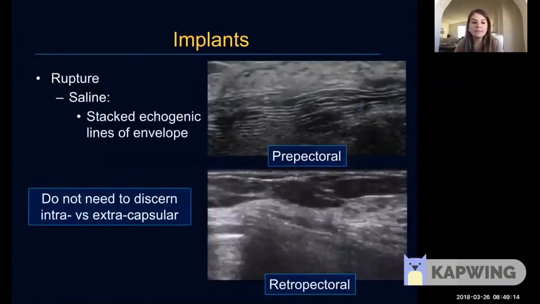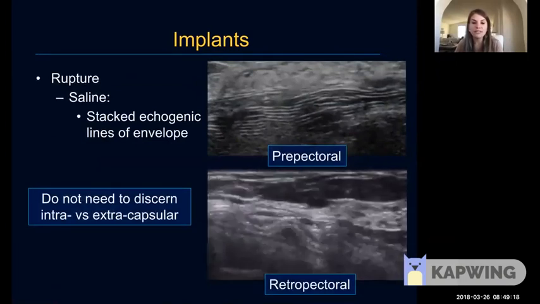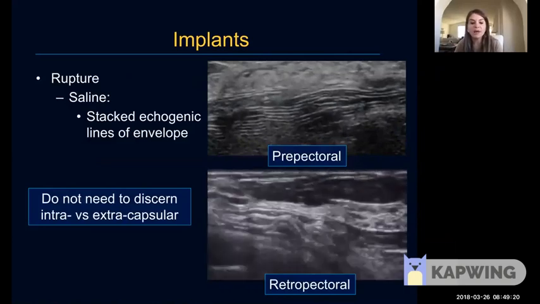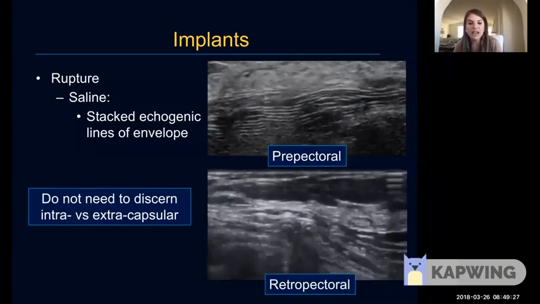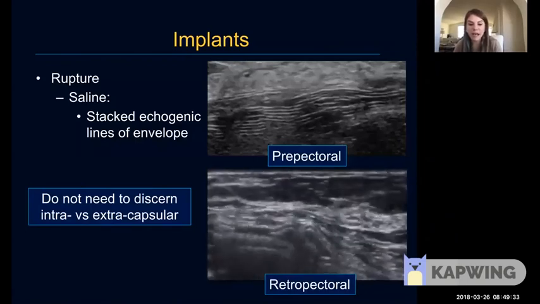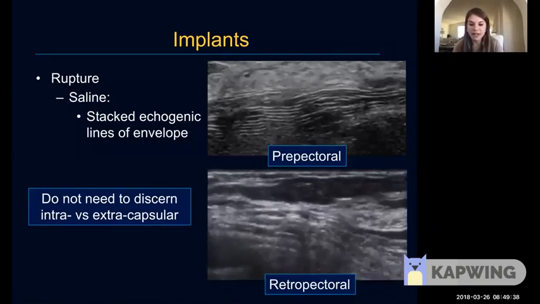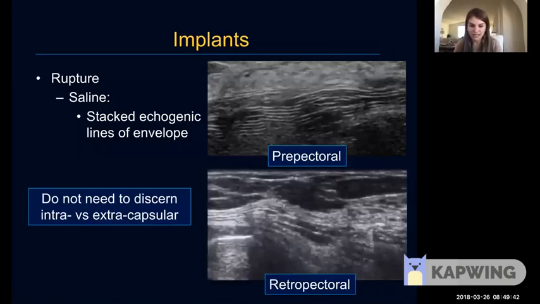If a saline implant ruptures, you don't really need to do any sort of imaging workup for that. It's going to be clinically apparent. However, I've just included some examples of what that will look like on ultrasound. So on the top is a prepectoral saline implant where we see these stacked echogenic lines of the envelope, but it's completely collapsed, and it's in front of the pectoralis muscle. The example in the bottom image is a collapsed retropectoral saline implant where we see those stacked echogenic lines.